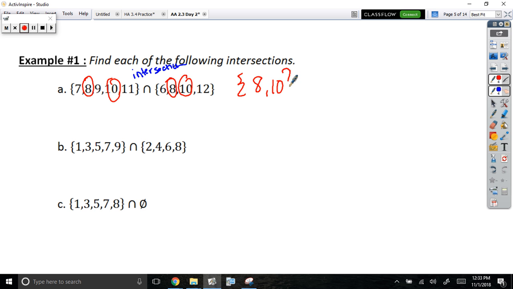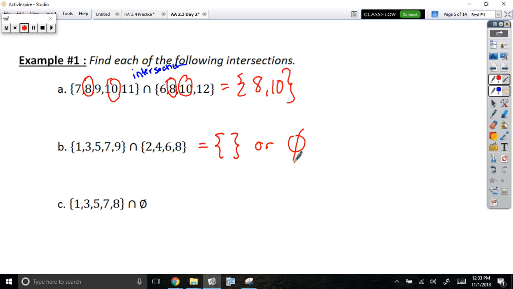So draw a nice, beautiful set of braces, as we love to do. And stick an 8 and 10. You can put an equal sign if you want. That equals. All right, next one. What do they have in common? Nothing. An empty set? Nothing, yes. This will be your empty set. So either put a set of braces with nothing in it, or put the empty set symbol, because you're too lazy to draw braces.